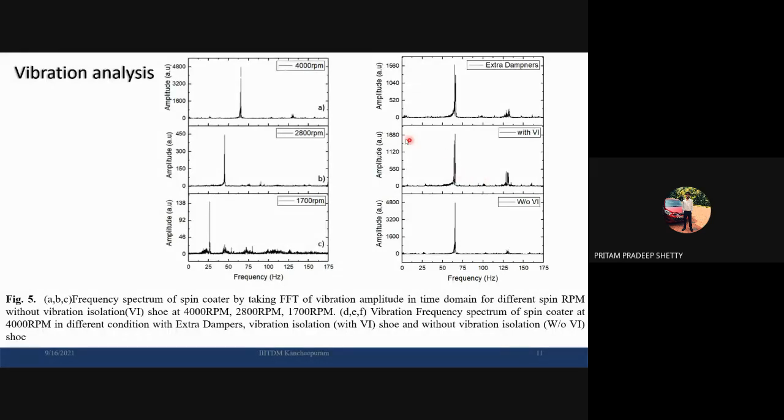We saw that when we added this vibration isolation shoe, the amplitude of vibration got reduced from 4800 to 1600. So this vibration isolation shoe is working. To reduce it further, to reduce the higher frequency vibrations, we added extra dampers. That is the sponge we incorporated near the motors, so that less vibration gets transmitted to the body. It suppressed a lot of high frequency vibration around the device.